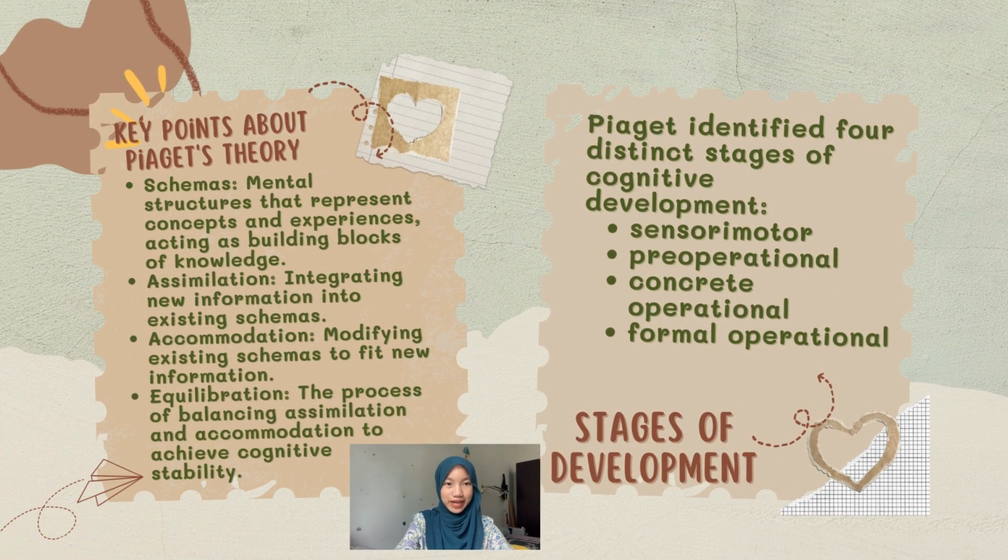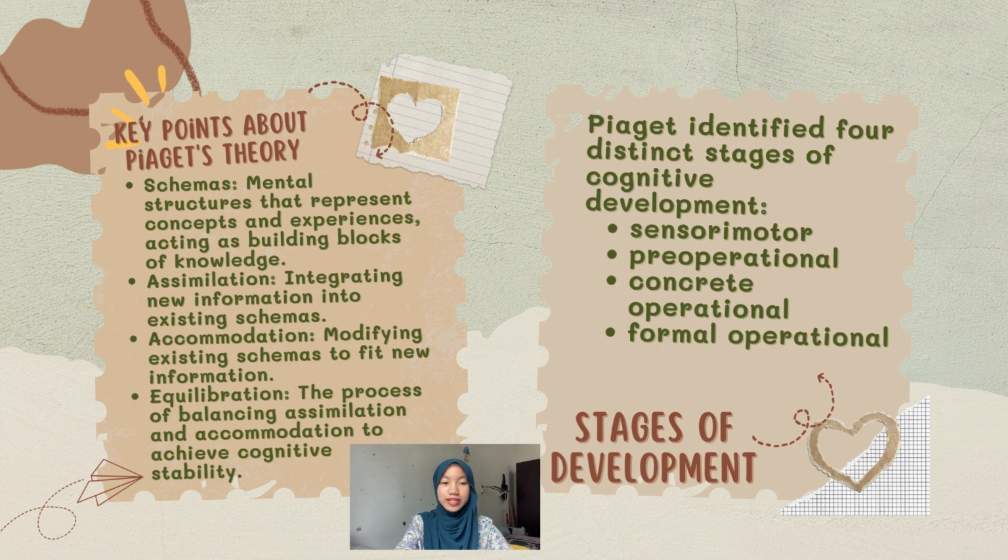Key points about Piaget theory. First, schemas. Schemas are mental structures that represent concepts and experiences, acting as building blocks of knowledge. Second, assimilation. Assimilation is integrating new information into existing schemas. Third, accommodation, modifying existing schemas to fit new information. Fourth, equilibration, the process of balancing assimilation and accommodation to achieve cognitive stability.